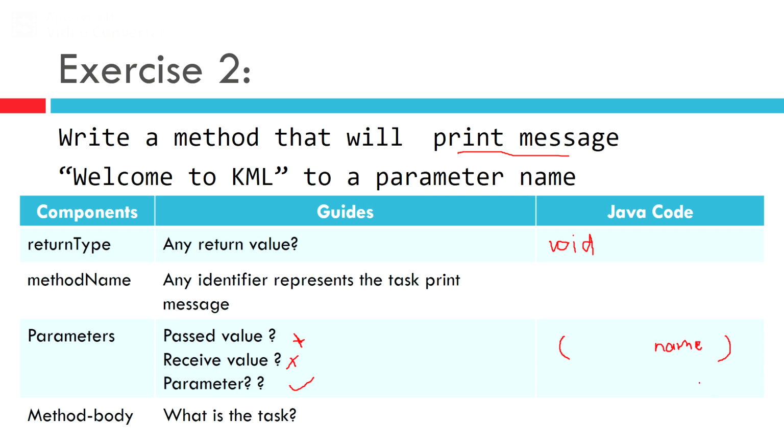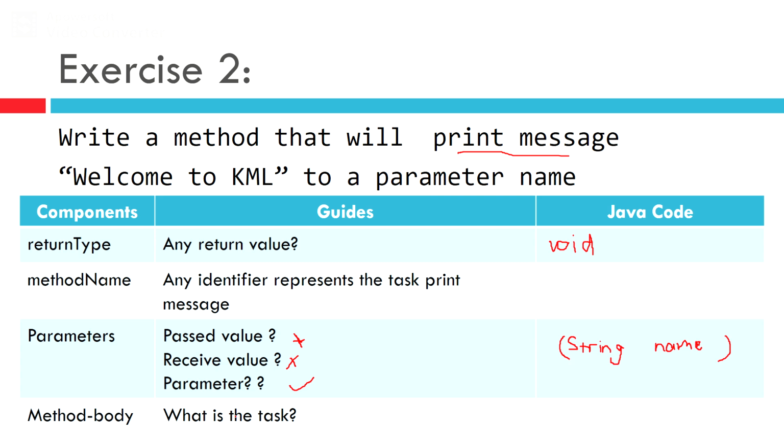Okay. Now, what is the type of name? Your name consists of different types of characters, right? So, automatically it is a string data type. So, you have parameter name, data type is string.